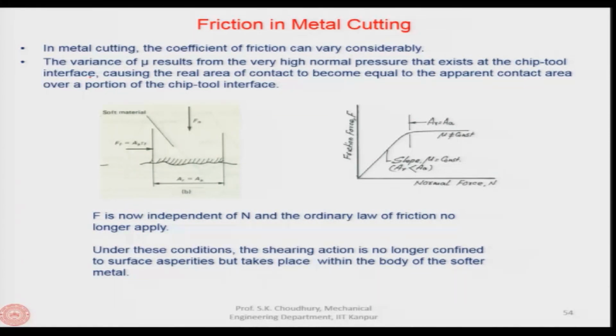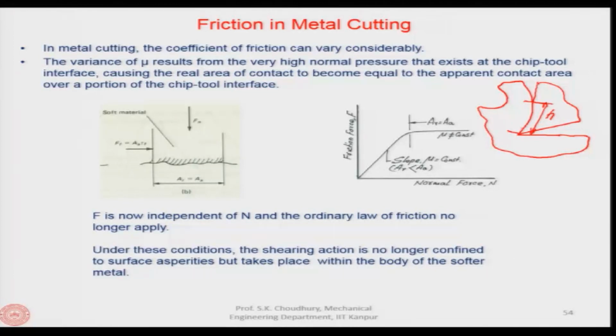When the chip is moving along the rake face of the tool, the real area of contact becomes equal to the apparent or the geometrical area of contact over a portion of the chip tool interface. What we mean to say is, suppose this is the chip, this is the workpiece, and here is the tool. In this chip tool contact length, let us say h, some distance, we said that the coefficient of friction varies considerably.